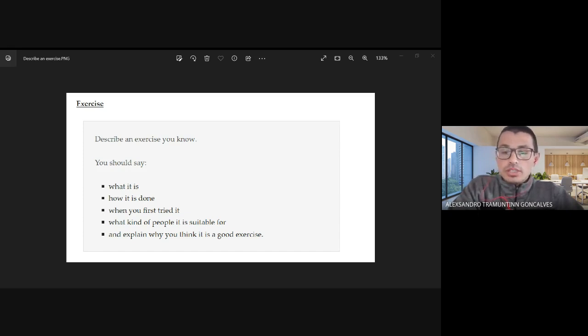Okay, I like it so much. The example right now, it's your turn. Ta, would you like to describe an exercise that you know? You should answer each question about that. What is this? Or how is it done? When did you first try it? And what kind of people is it suitable for? And explain why you think it is a good exercise. So, Ta, it's your turn.